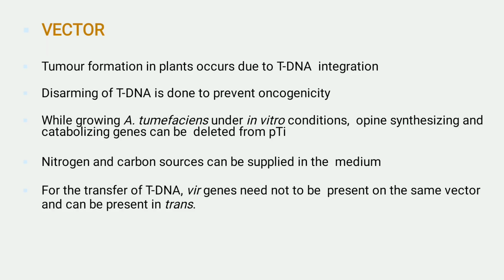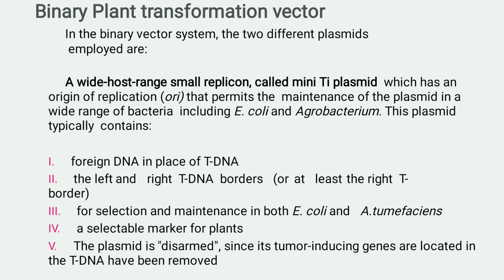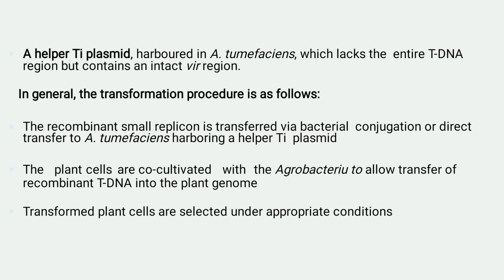Nitrogen and carbon source can be supplied in the medium. So how can this be done? This can be done by the formation of a binary plant transformation vector, right? In the transformation procedure, a recombinant small replicon is made, which is transferred via bacterial conjugation or direct transfer to the agrobacterium.